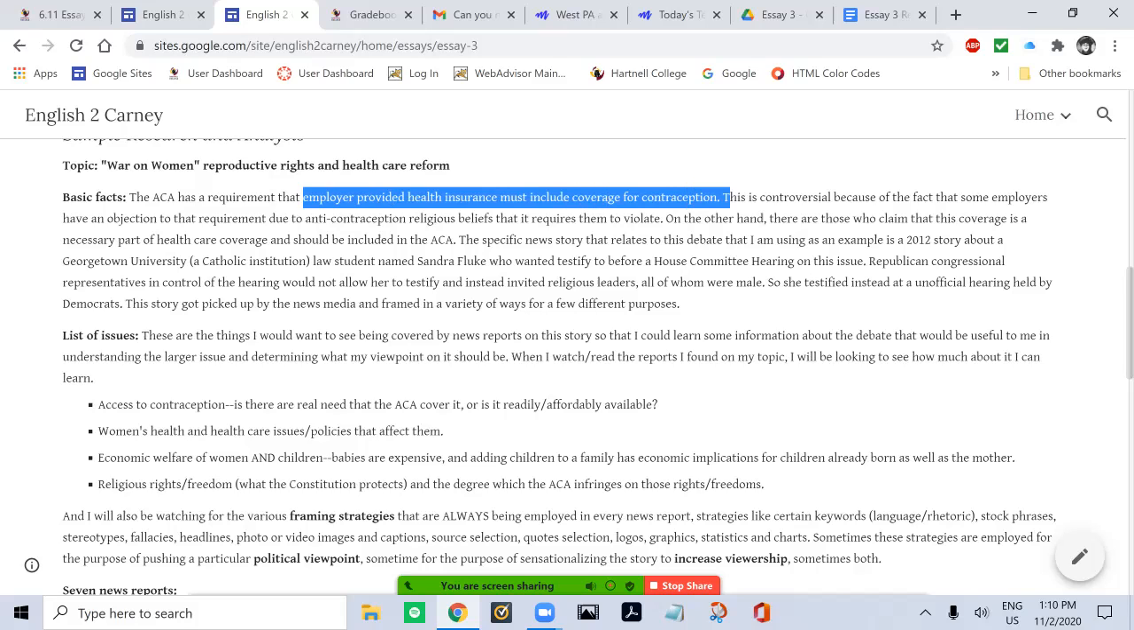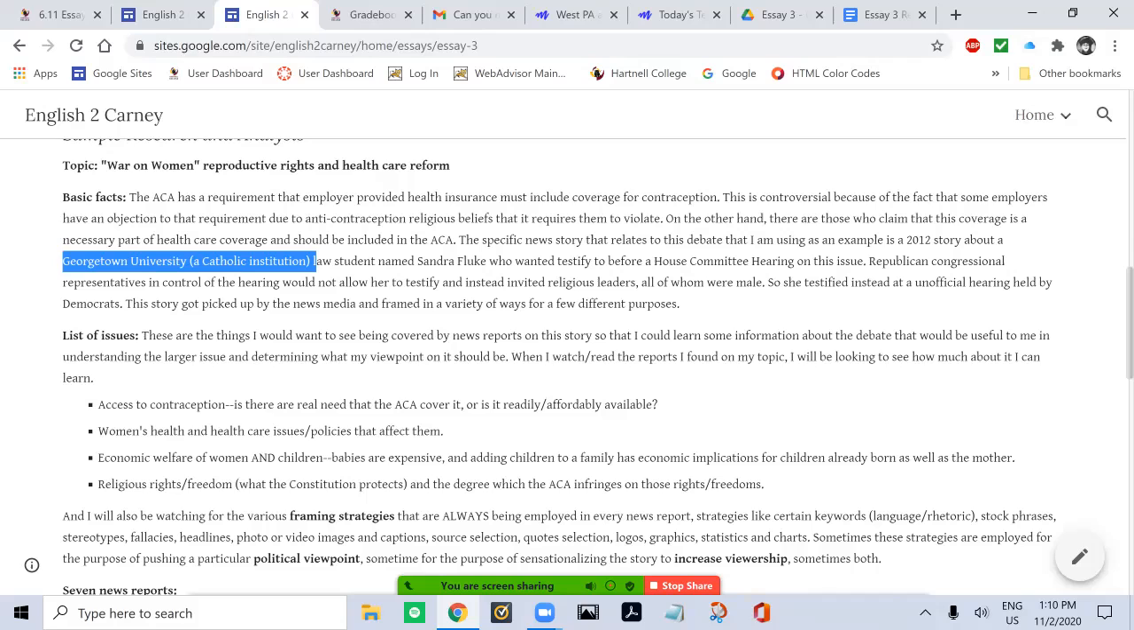And there are certain employers who didn't like that. They didn't want to be required by the federal government to cover contraception for all of their employees. Okay. For example, in the case of this young woman, Sandra Fluke, who was a graduate student at Georgetown University, which is a Catholic institution, okay, she was saying that she needs this.